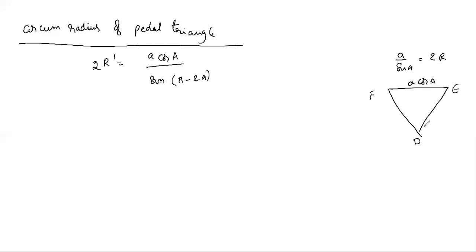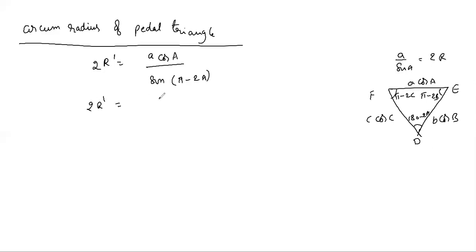ED is opposite to B, so it is B cos B, and this is C cos C. The angles we already found are 180 minus 2A, 180 minus 2B, 180 minus 2C. To find the circumradius, we denote it with R dash and apply the sine rule: a by sin A equals 2R dash. So 2R dash equals A cos A.